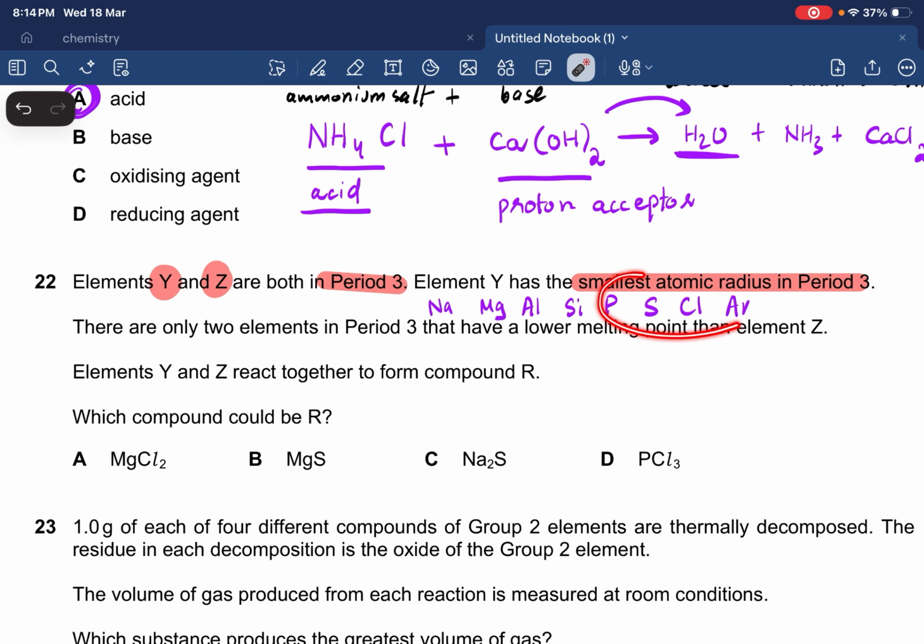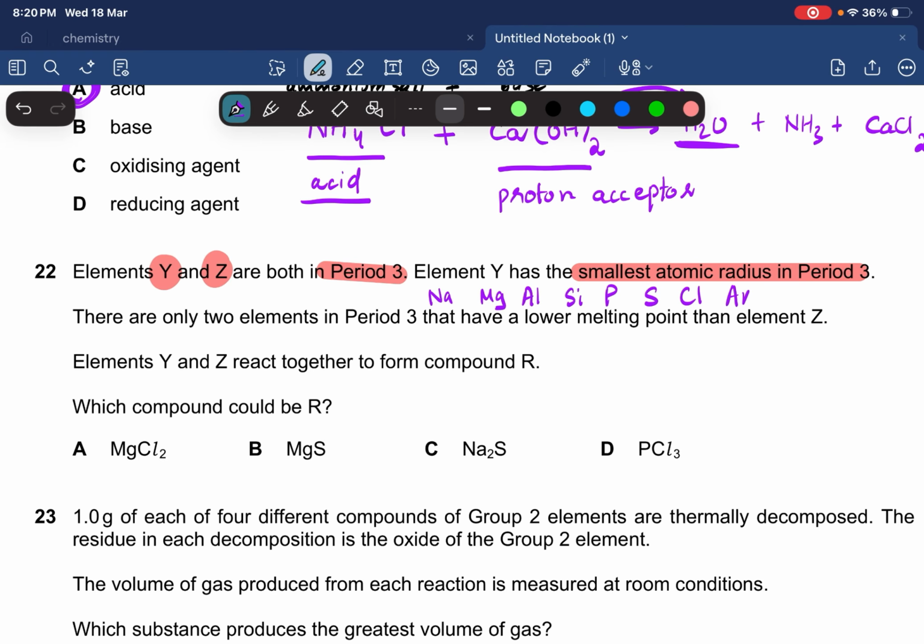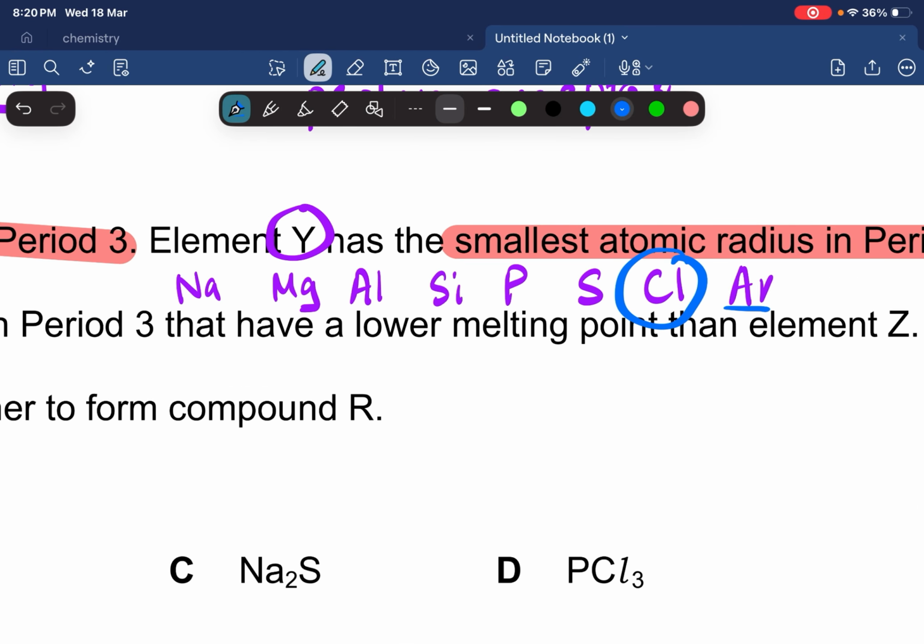So smallest atomic radius in period 3, we're dealing with something over here, I think. Element Y and Z react together to form compound R. There are only 2 elements in period 3 that have a lower melting point than element Z. So for element Z, there are only two elements that have lower, all others have higher. Firstly, I know that my element Y is going to be chlorine. Why? Because chlorine has the smallest atomic radius. Argon has a bigger atomic radius than chlorine.